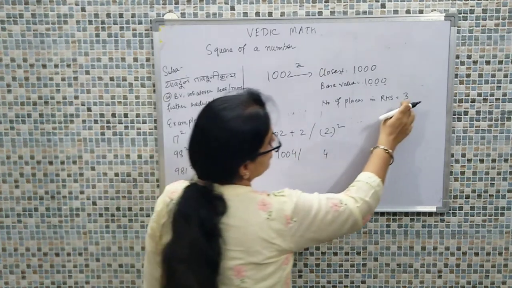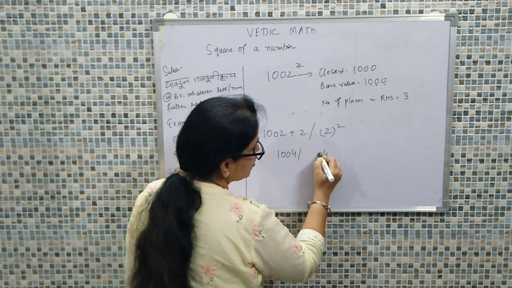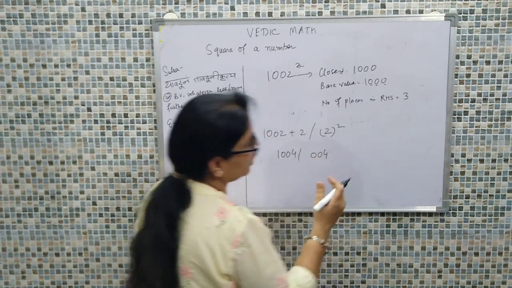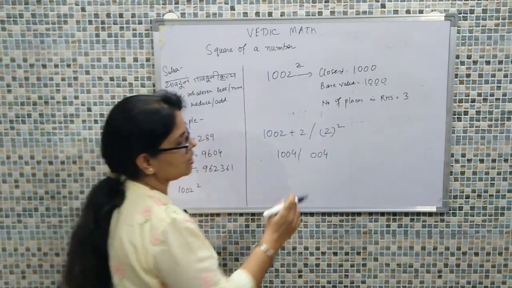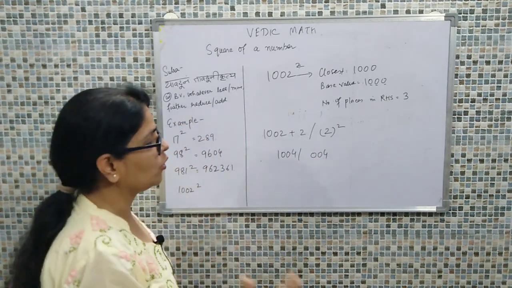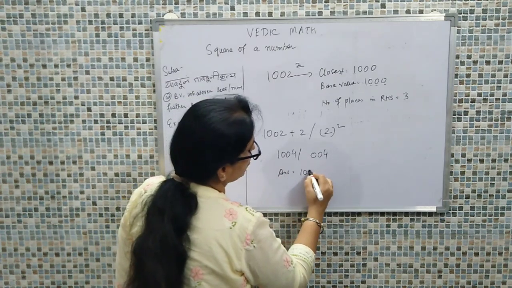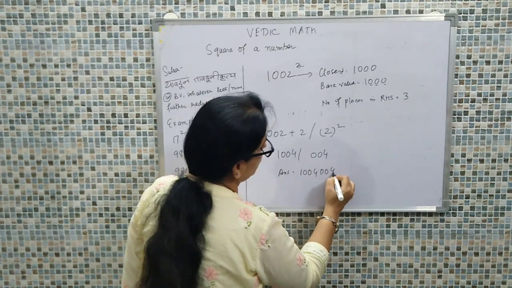Now how many places have to be left in RHS? 3 places. So this 4 has to be written in the concept of 3 places. So 3 places means 0 0 4. That won't be changing the value of 4. So finally our answer will be 1 0 0 4 0 0 4.